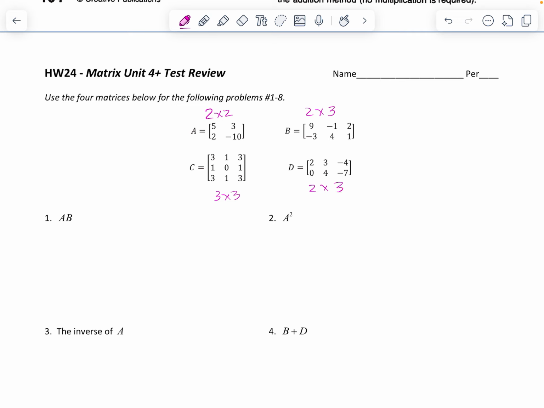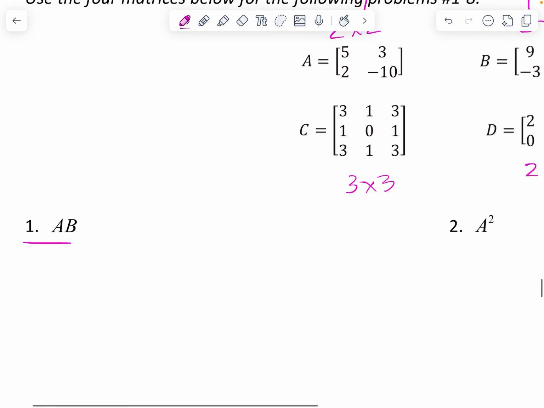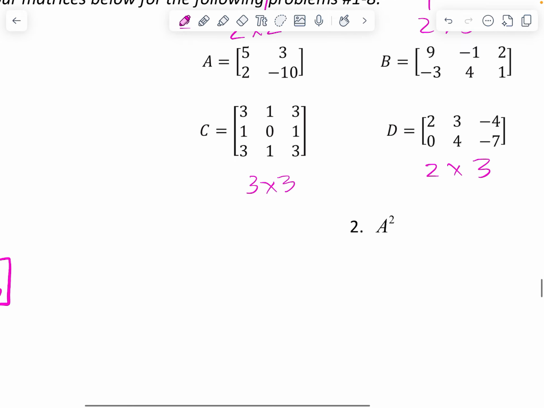So the first one is asking AB. In order to multiply those together, these two numbers need to be exactly the same. They are, so I can multiply that together, and I'll end up with a 2 by 3. So I'm going to write 5, 3, 2, negative 10. And then the B I'm going to do over here is 9, negative 1, 2, negative 3, 4, 1.